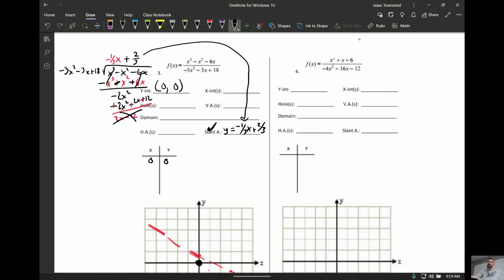On your test, if we say you have to make a table with a certain number of points, might as well put it in the table. It's a freebie.